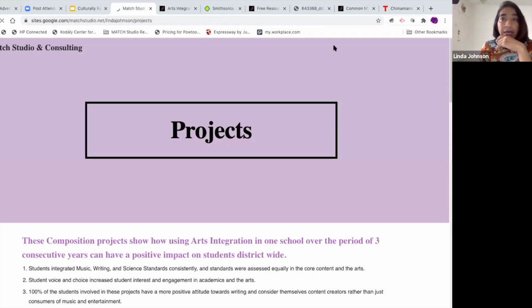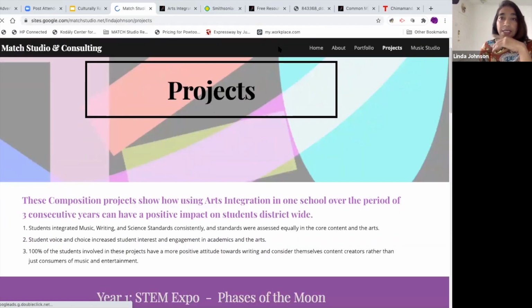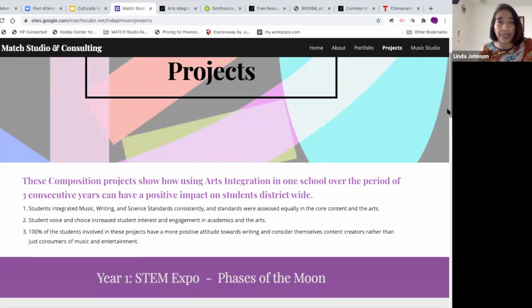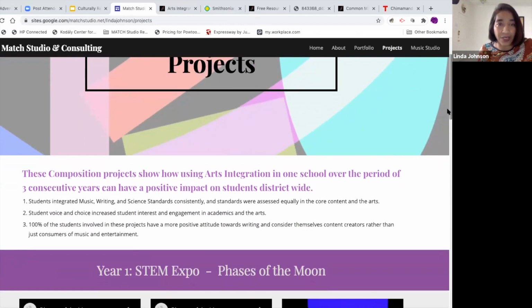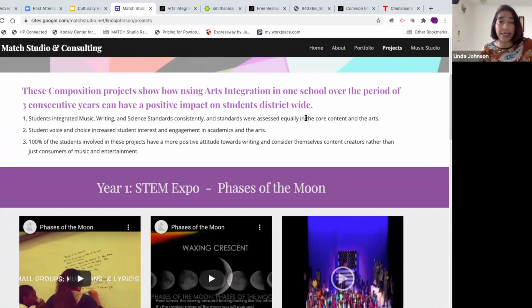And so now I want to go ahead and share with you a couple of things. These are projects that I work, and this is also on my website. I did the composition process to show how arts integration did it for 3 years. I was in Lancaster for 5 years, but the last 3 years I was there, I started doing these arts integration projects. And so they did music, writing, and science standards, and we were assessing them equally.